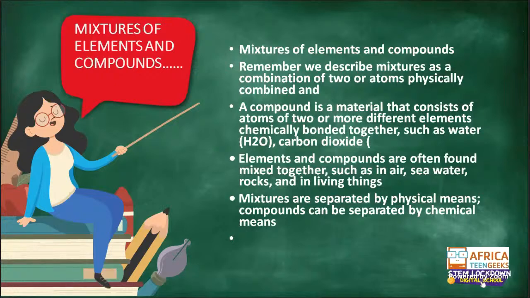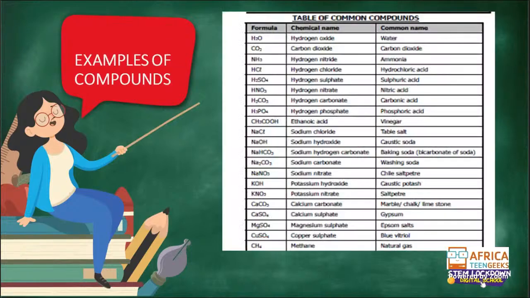All right, mixtures are separated by what? Physical means. Compounds can be separated by what? Chemical means. So this is another difference, a point to take note of when you are looking at differences between mixtures and compounds. All right, so what is one difference we can give? We can say a mixture can be separated by physical means, whereas compounds can be separated by chemical means. All right. Now let's go further.